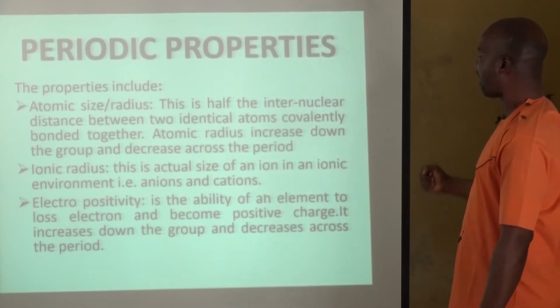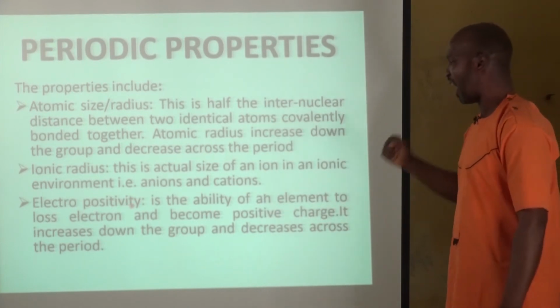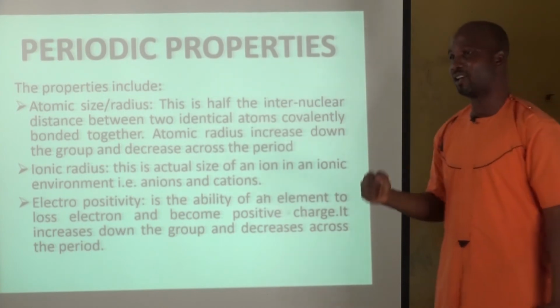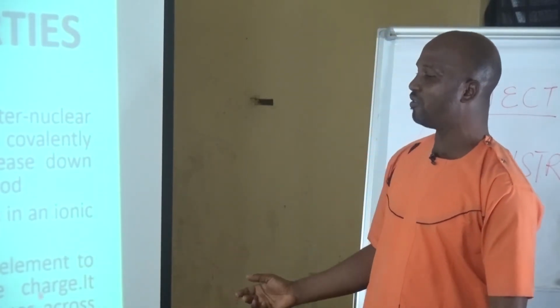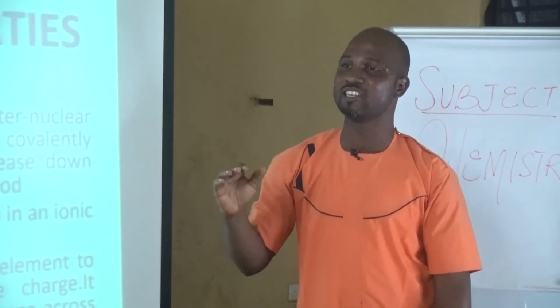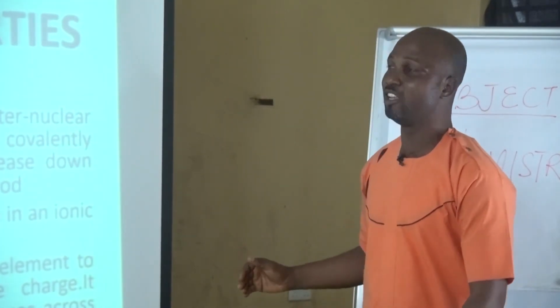The next one is electropositivity. Electropositivity is the ability of an element to lose electron and become positively charged. It's the same thing as metallic character. You find out that electropositivity increases down the group and decreases also across the period.